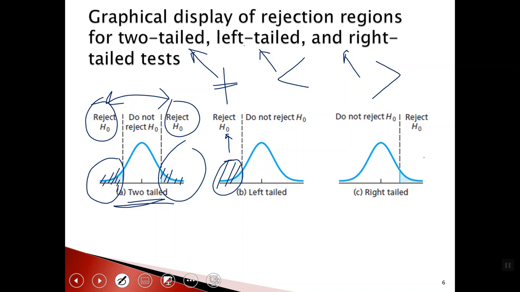Clear? Same as the right tail test. The right hand side is the rejection region. Whatever is inside here, we reject our null hypothesis H naught.